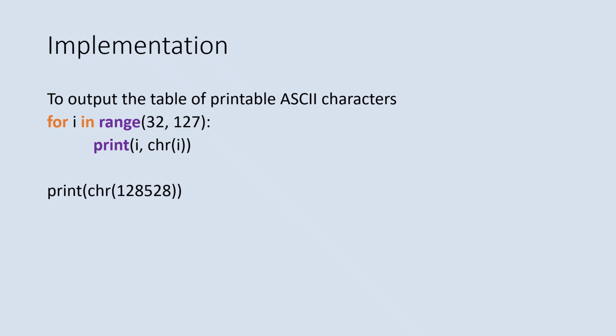Or we could, for some other random character, ask what is the character associated with the number 128,528? These are things you could just try in the shell if you're using IDLE. You can test this in PyCharm in a script, and you can see these values associated with each other. You can see how the character function works.